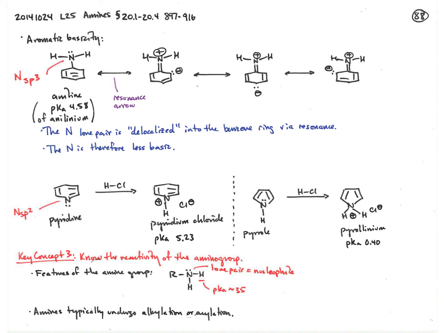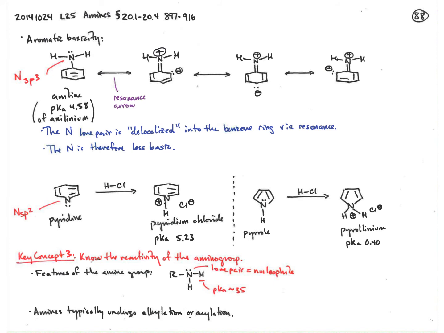So we're going to finish up this screencast looking at the reactivity of the amino group. So again, features of the amino group. Let's just consider any carbon substituent. You have a nitrogen, a lone pair, which is a nucleophile. This NH bond has a pKa of about 35. So this is a very weak acid, this NH bond. So amines typically don't function as acids because that pKa is very high. It's a weak acid. So they act as either bases or nucleophiles.